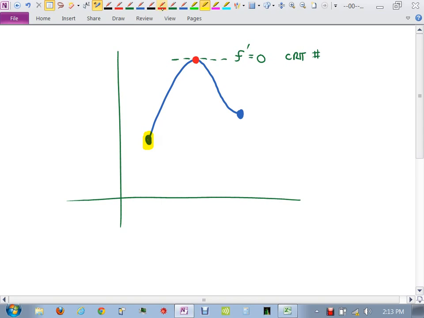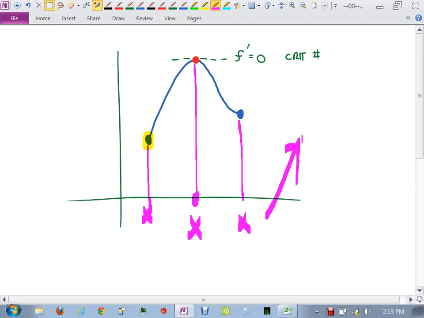So we're going to find out where this thing occurs. We're going to find the x value here. We're going to find the x values here and here at our endpoints. We plug all those x values into our function. The biggest one's the absolute max. The smallest one's the absolute min. All right, so let's go and do a problem here.